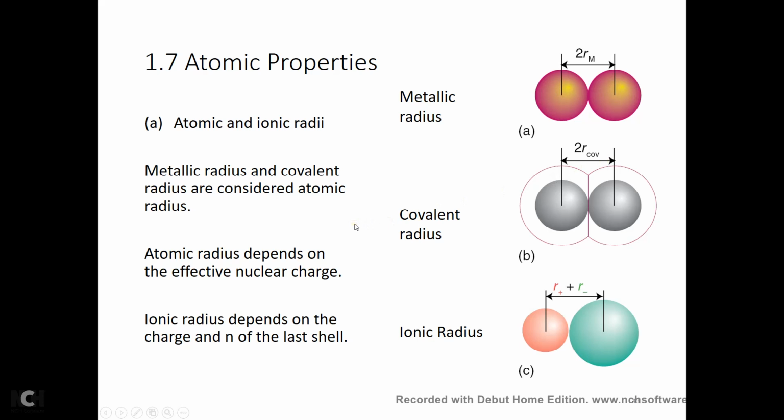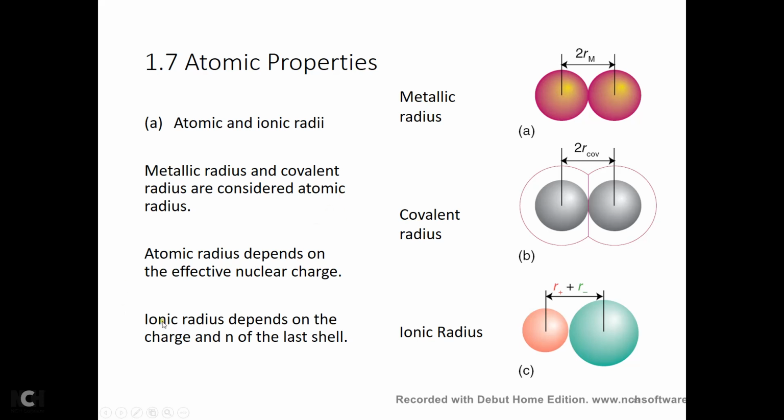The atomic radius depends mostly on the effective nuclear charge. The effective nuclear charge in the fluorine atom is much greater than that in lithium. That's why this fluorine is smaller than lithium. The electrons are more attracted to the nucleus, so even though this fluorine atom has more protons and more electrons, it's smaller than lithium. It has a smaller atomic radius.